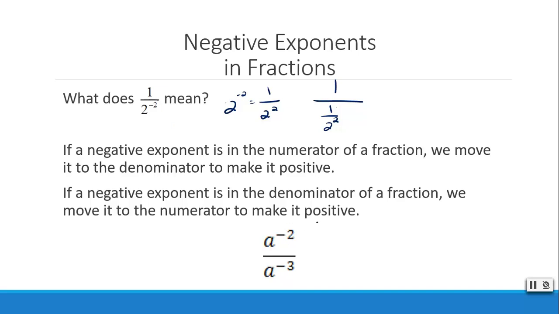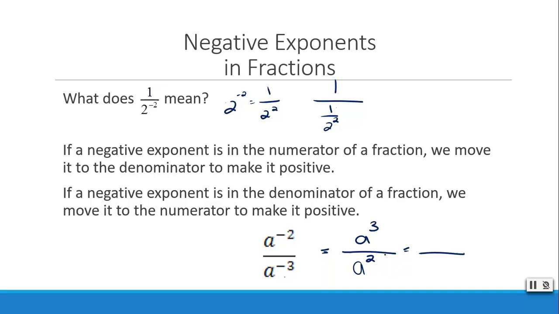Whenever you have a negative exponent in a fraction, basically it's just flip-flopping locations and becoming positive. So a to the negative 2 in the numerator becomes a squared in the denominator. A to the negative third in the denominator becomes a to the third in the numerator. So notice they just flip-flop locations. The only time you move exponents, though, is when it's negative. So if they're positive, then you're just going to leave them alone.